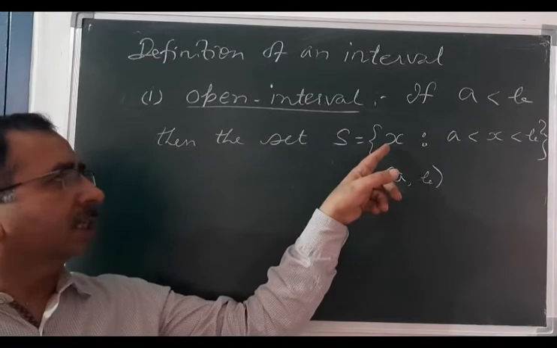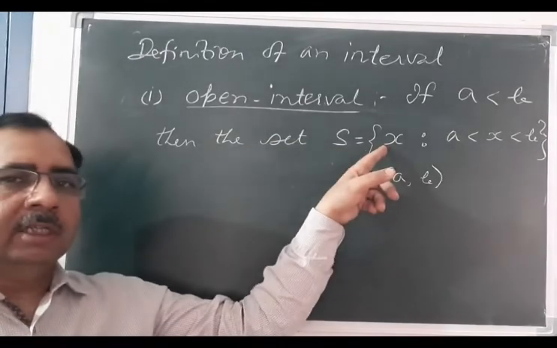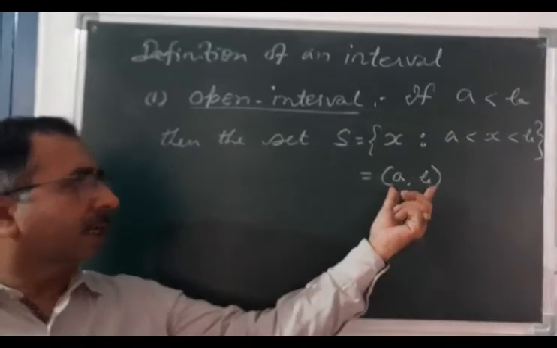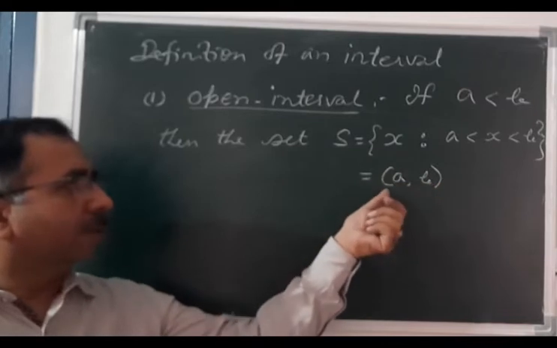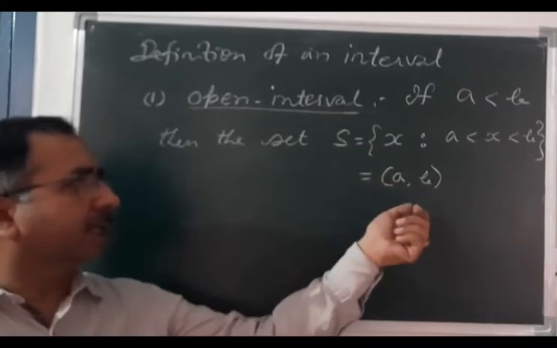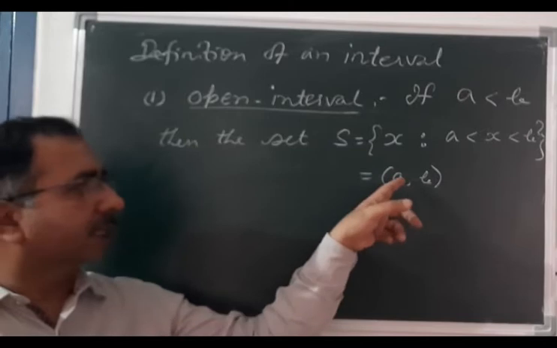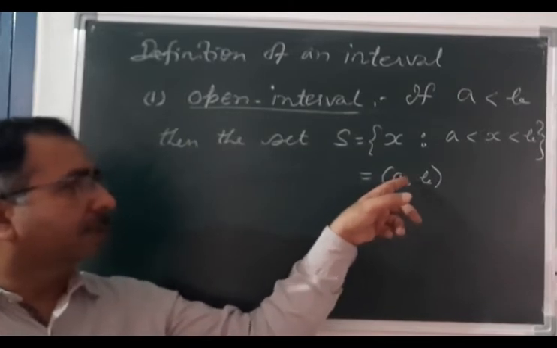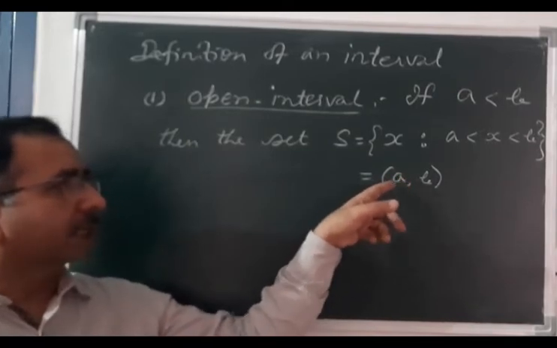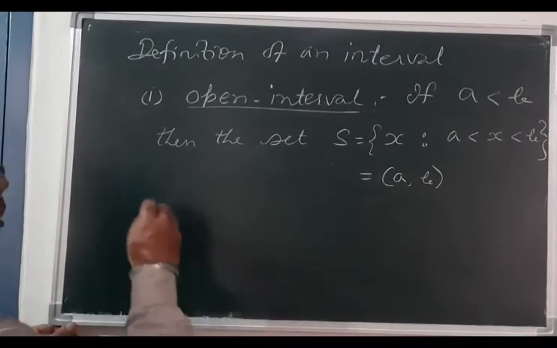So in this set, a is not here, b is not here, and the notation is this round bracket a and round bracket b. It means we are taking all real numbers between a and b, but we are not taking a and b.